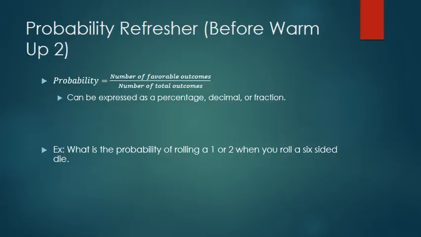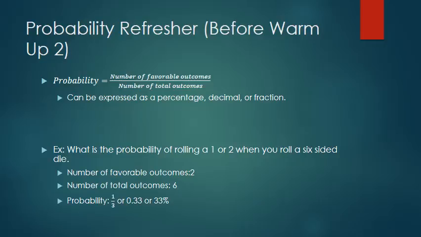Let's look at this example. So the probability of rolling a 1 or a 2 when you roll a 6-sided die. Pretty straightforward. What are the number of favorable outcomes? Well, you could either get a 1 or you could get a 2. So that's 2 different good things that could happen. How many total outcomes? Well, there are 6 different things you could roll, so the probability then is 2 over 6, which we could simplify and express in these different ways. 2 over 6 becomes 1/3, or as a decimal, 0.33, or if you convert that decimal to a percent, 33%.